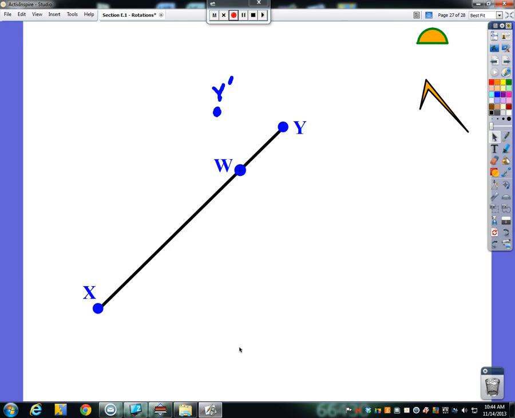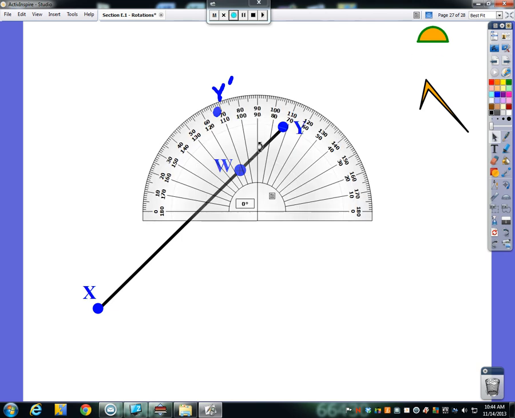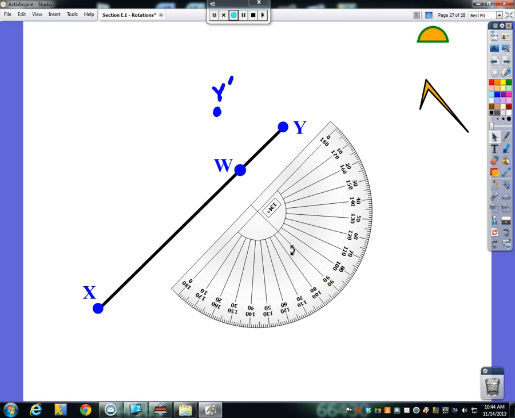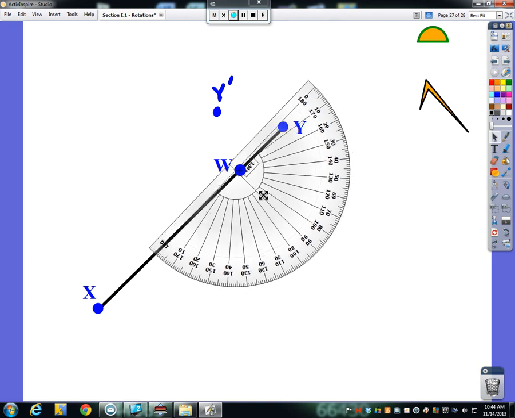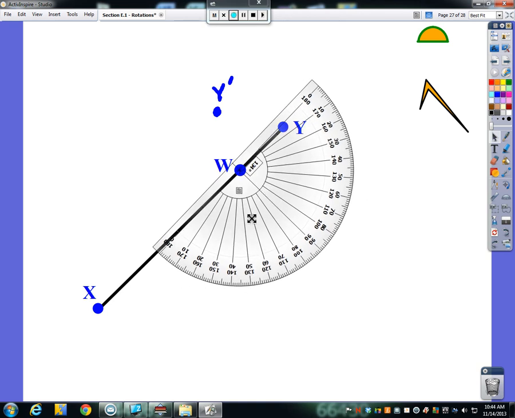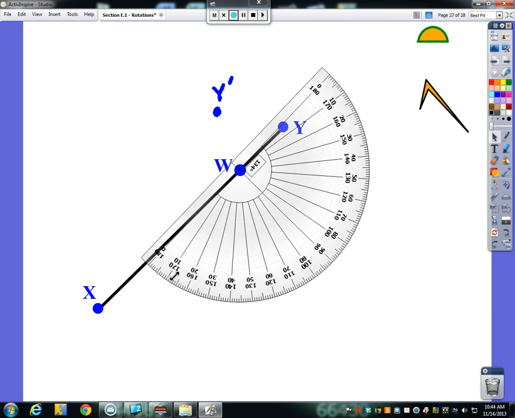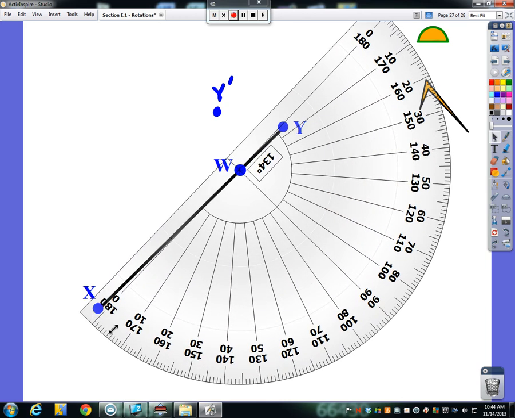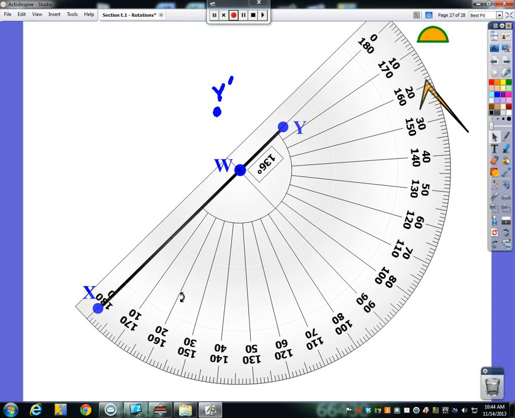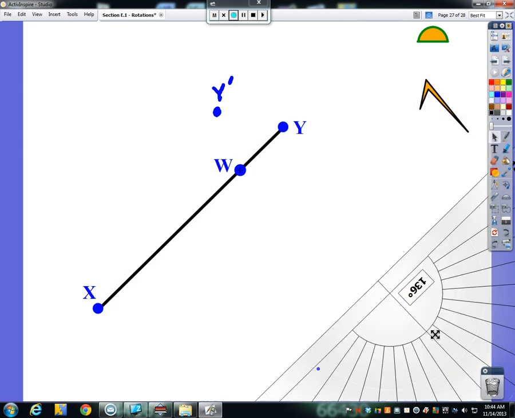Now for X, it needs to go 68 degrees. So we break out the protractor one more time. Flip it around. Put the center on W. There we go. Now, I've got a magic protractor. I can extend and make mine larger. And again, I want to go 68 degrees. So there's 10, 20, 30, 40, 50, 60. There's 65, 6, 7, 8. There we go. Done with that. Throw it away.